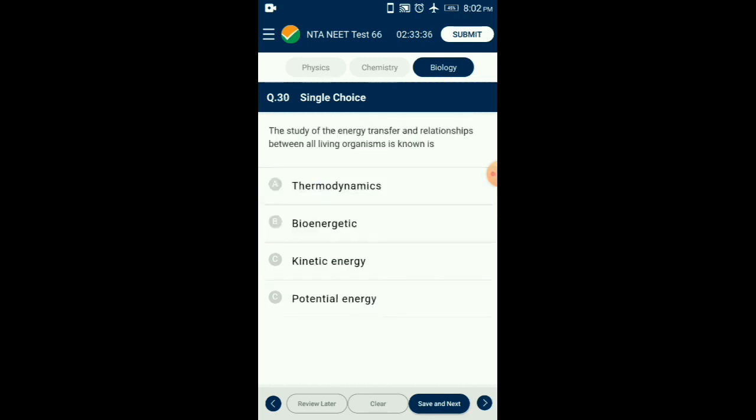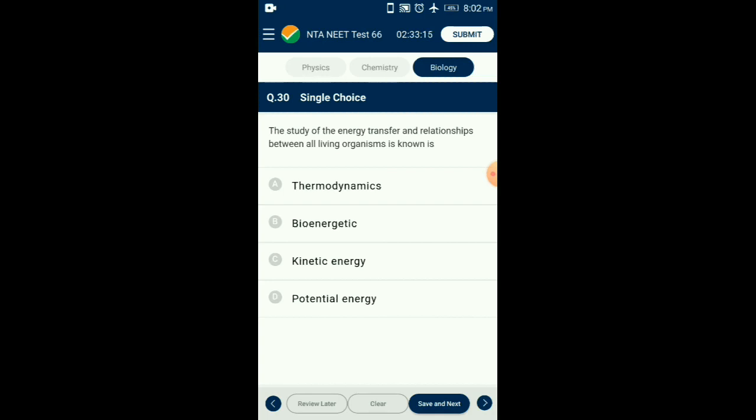Question number 30. The study of the energy transfer and relationship between all living organisms is known as. Energy is the capacity to do work, and all living beings must work to live. The green plants convert radiant energy.